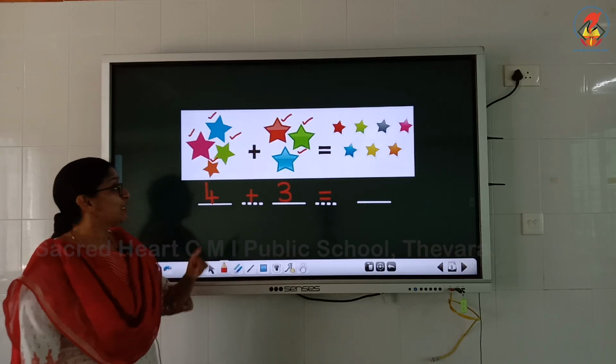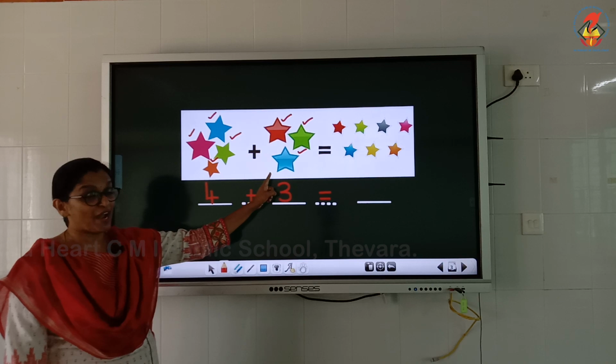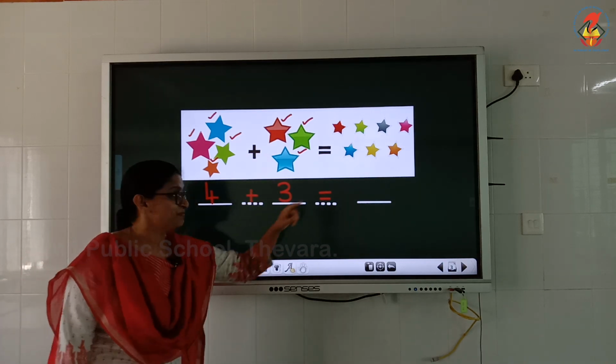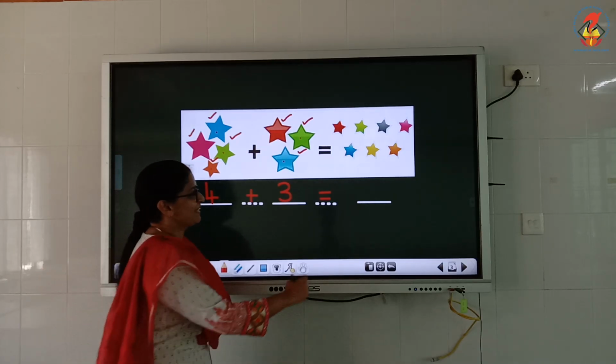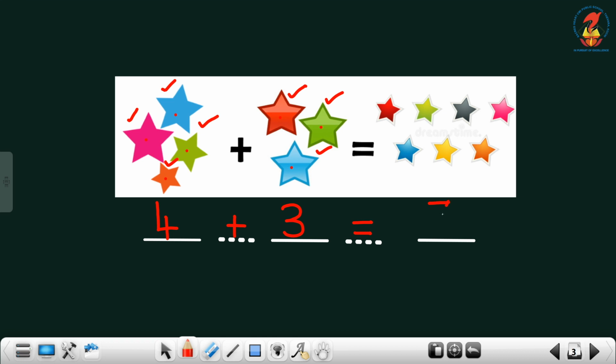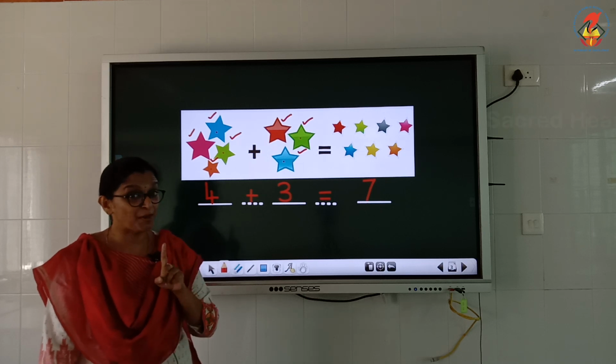Now count the two groups of stars and write the total number here. 1, 2, 3, 4, 5, 6, 7. How many stars are there altogether? 7 stars. So, I write here number 7. Got it, children? Shall we do one more example?